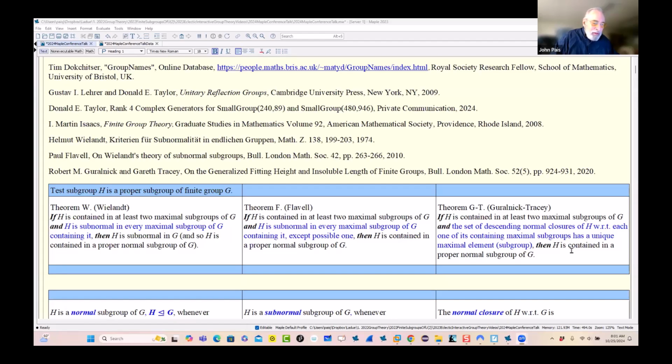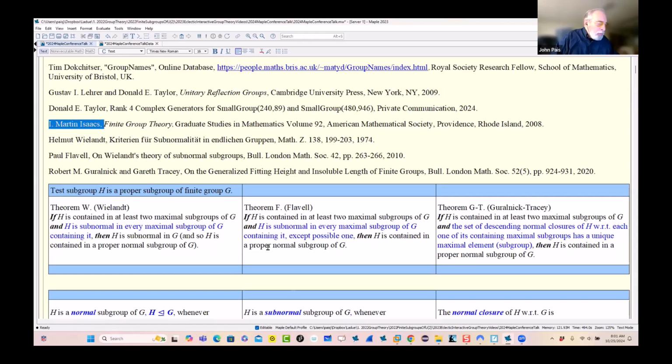The Guralnick-Tracey criteria is that the set of descending normal closures of H, we'll talk about that in a minute, with respect to each one of its containing maximal subgroups has a unique maximal element. Now I just want to mention that the reason I'm doing this is that I used a kind of Maple computational analysis, because it wasn't really clear to me how Flavell was related to Guralnick-Tracey. Wieland is a classic theorem, and you can find a nice proof of a logically equivalent version of it in Martin Isaacs' book.